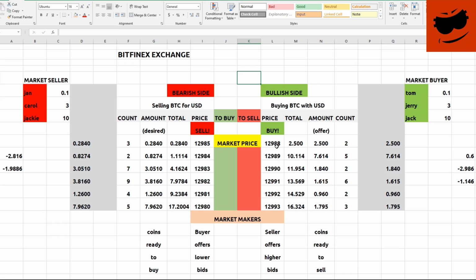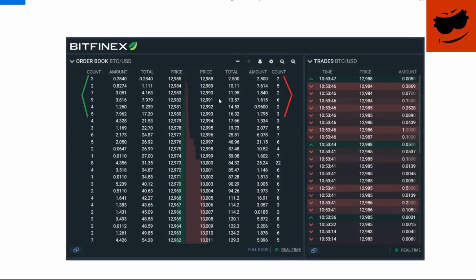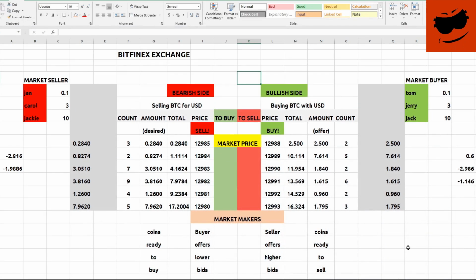On this side, we've got 12,988 and we've got 2.5. And as you can see from the snapshot, 12,988 at 2.5. So it's basically the same snapshot, just represented on this Excel document. So let's just go through it first. We've got the price of $12,988.